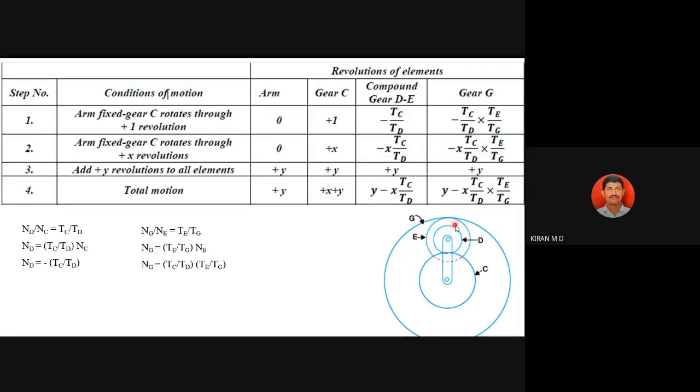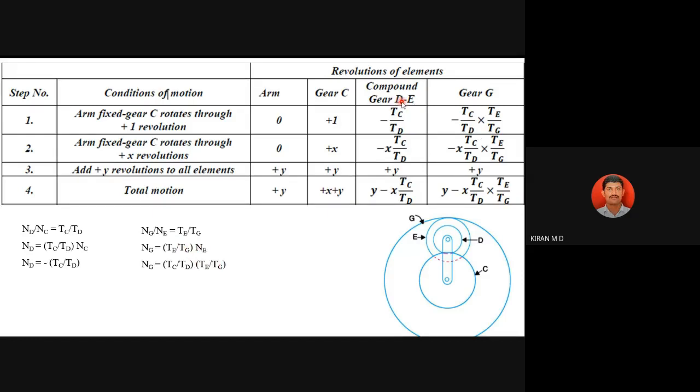Next, for gear G. This E is meshed with G, correct? What will happen? We are going to use NG divided by NE is equal to TE by TG. So NG is equal to TE by TG into NE. TE by TG we know, and what is NE? The speed of gear E.